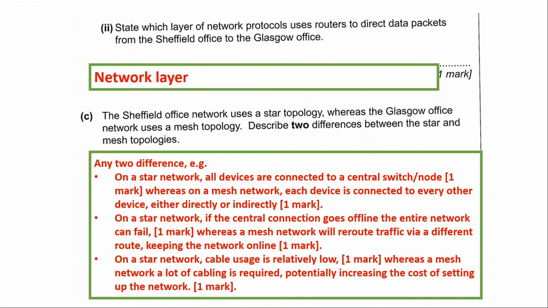So here on a star network, all devices are connected to a central switch or node, whereas on a mesh network, each device is connected to every other device, either directly or indirectly. On a star network, if the central connection goes offline, the entire network can fail, whereas a mesh network will reroute traffic via a different route, keeping the network online. On a star network, cable usage is relatively low, whereas on a mesh network, a lot of cabling is required, potentially increasing the cost of setting up the network.